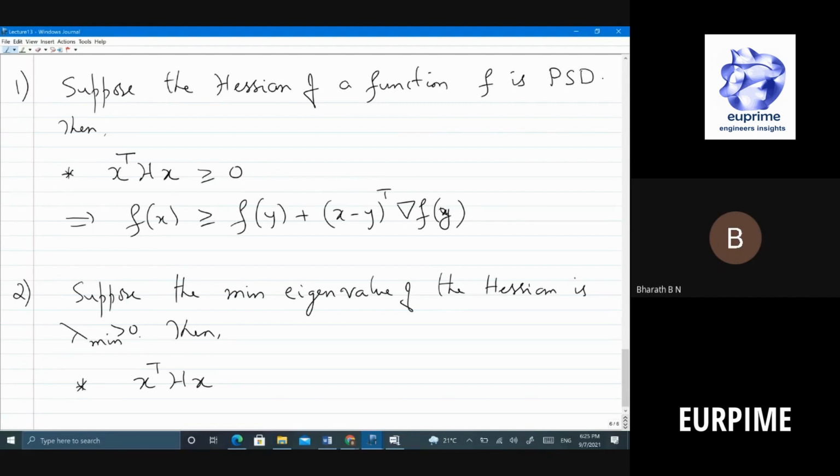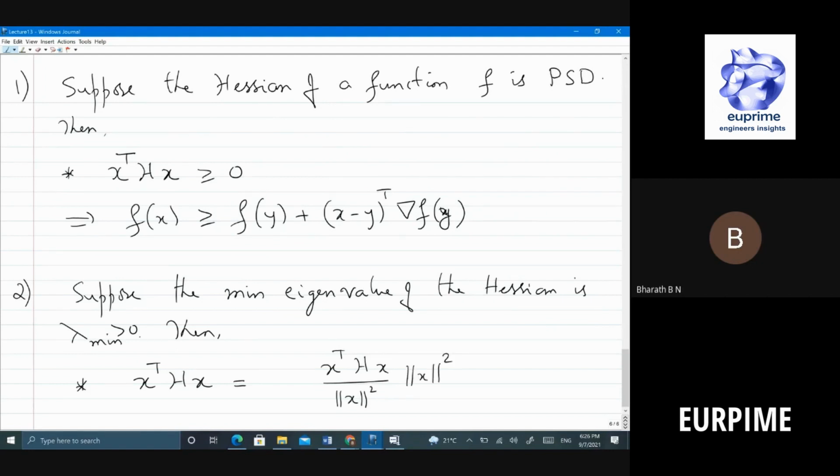The minimum eigenvalue of the Hessian is lambda min greater than 0, irrespective of the point you pick in the domain. You pick any point, it's always greater than lambda min, and it's positive definite. Then what can you say about this? I can do this: x transpose Hx divided by norm x squared. I can multiply and divide by norm squared. Do you agree?